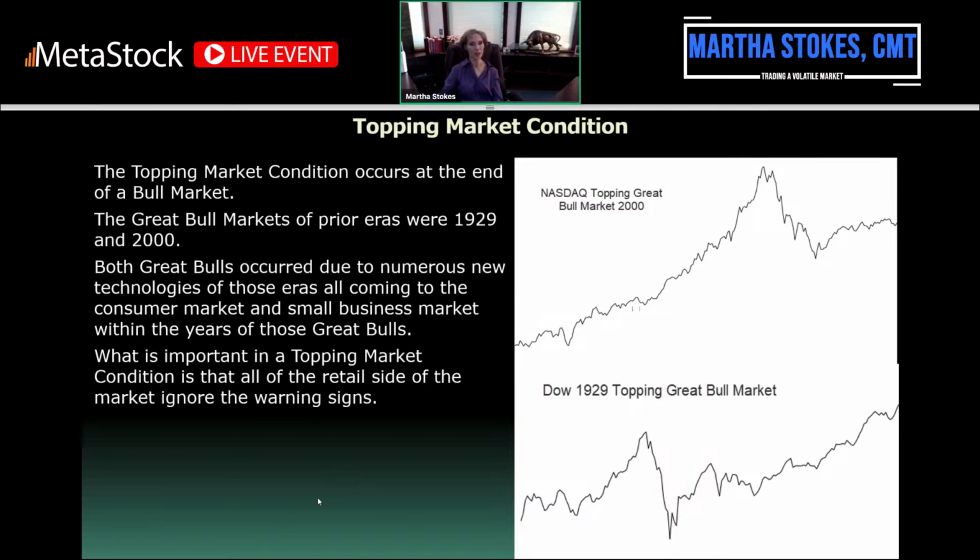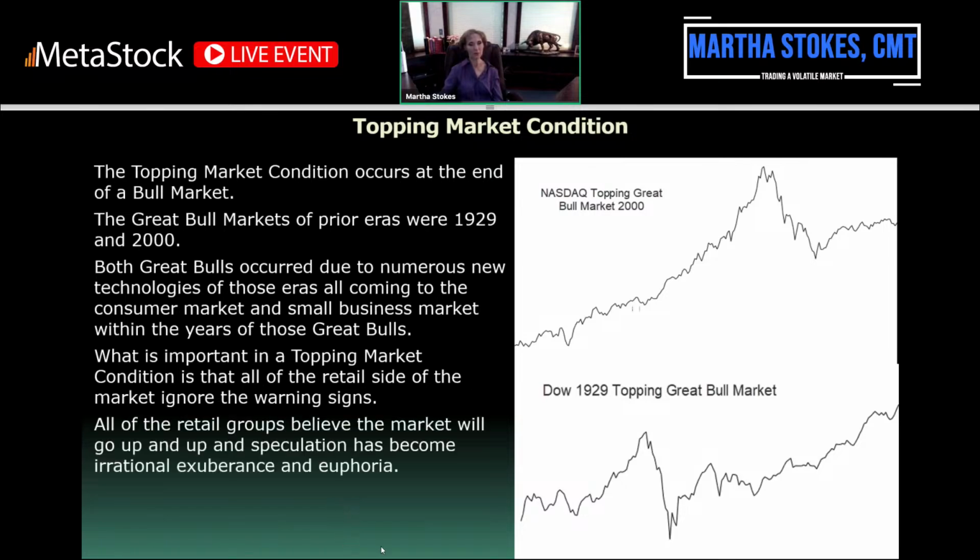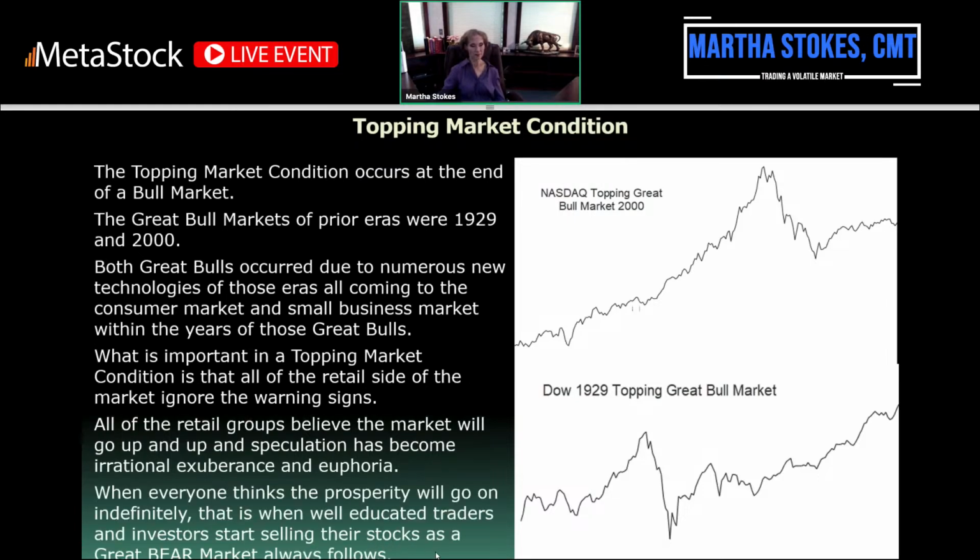What is important in a topping market condition is that all of the retail side of the market ignore the warning signs. All of the retail groups believe the market will go up, and speculation has become irrational exuberance and euphoria. When everyone thinks that the prosperity will go on indefinitely, that is when well-educated traders and investors start selling their stocks, as a great bear market always follows.